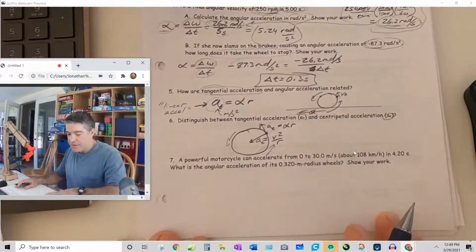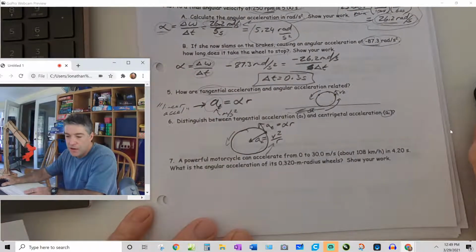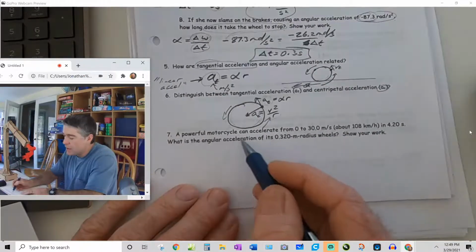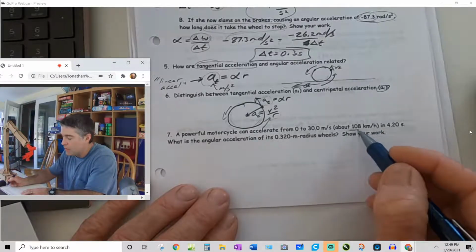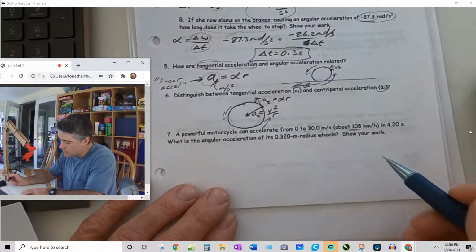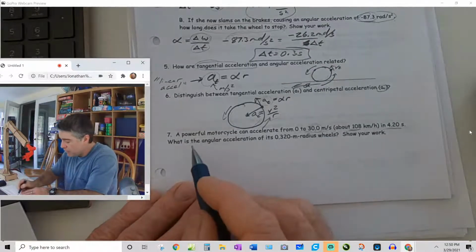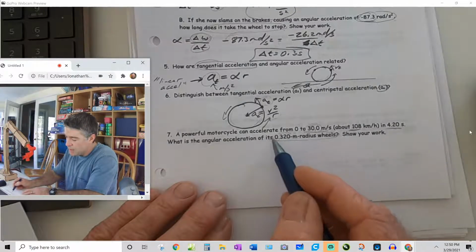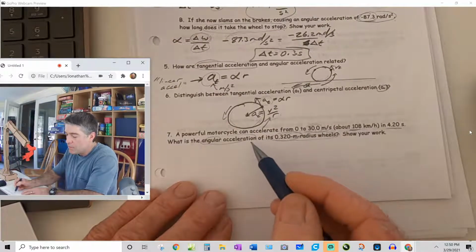All right, one last practice problem here, and this is going to be some practice converting back and forth. A powerful motorcycle can accelerate from 0 to 30 meters per second, which is about 108 kilometers per hour, or if you multiply that by 2.24, somewhere around 70-ish miles per hour, in 4.2 seconds, which is really fast. What's the angular acceleration of its wheels, which have this radius? We're going to need the angular acceleration to be in radians per second squared.